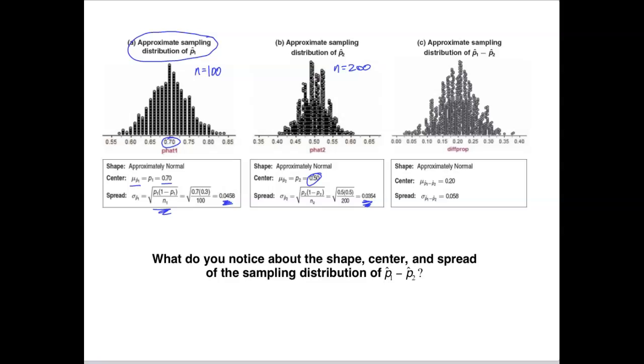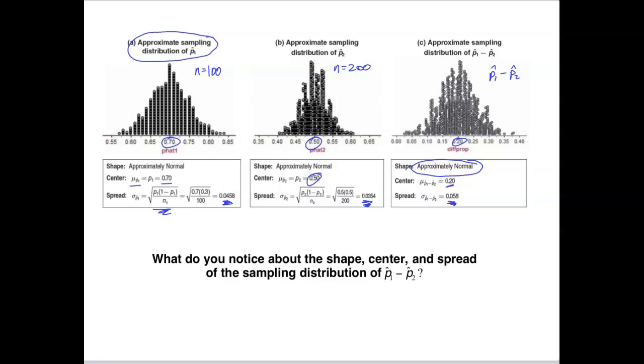Now, if we look at the sampling distribution of differences, p1 hat minus p2 hat, here's what it looks like. The shape is approximately normal. It centers over 0.2, which notice that that's just the difference in the true population proportions. That's just 0.7 minus 0.5. And the standard deviation ends up being 0.058.